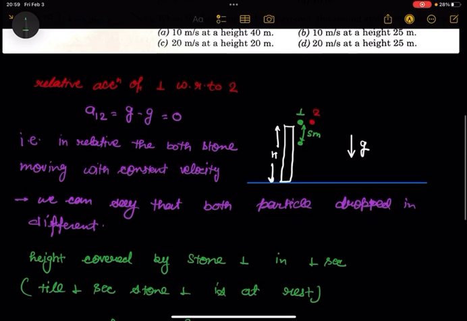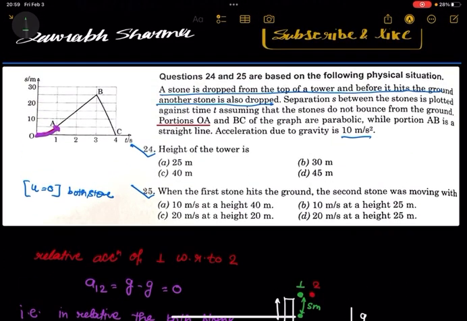Now, after point A to B, this is the straight line path. Straight line path means A and B both start moving.